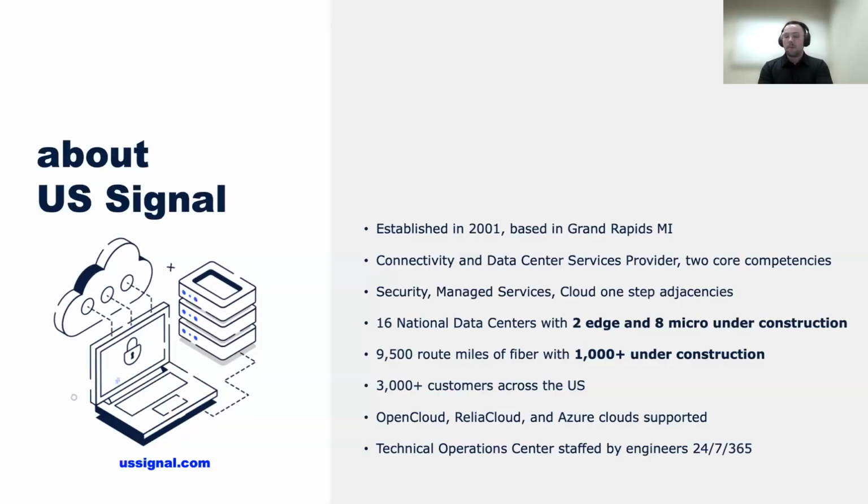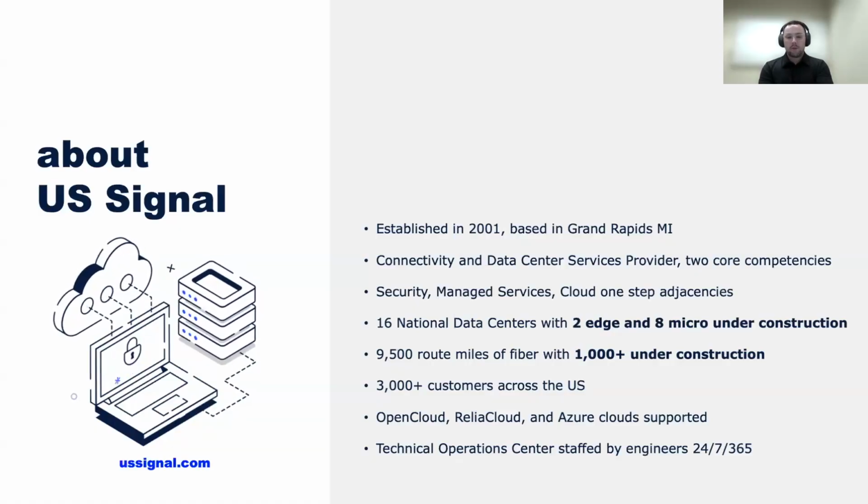And then we have 8 micro data centers under construction along 1,000 miles of fiber, which we're currently constructing. So the 1,000 miles of fiber will add to about 9,500 route miles of fiber that exists today. We've got 3,000 customers across the United States.